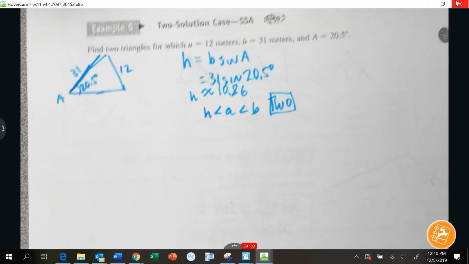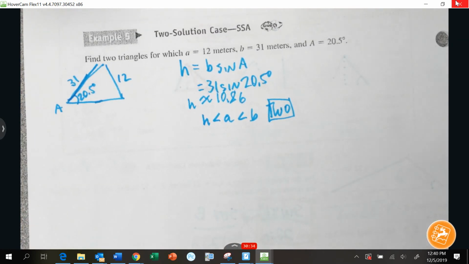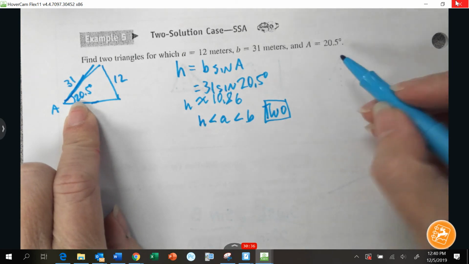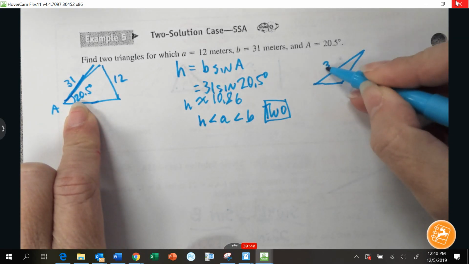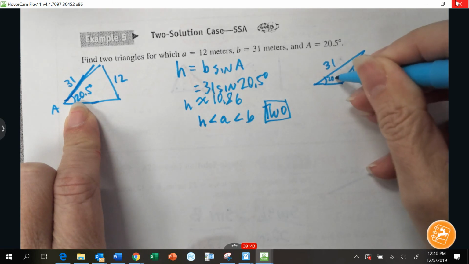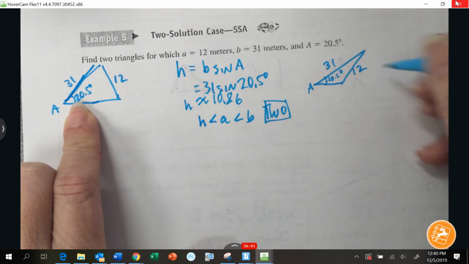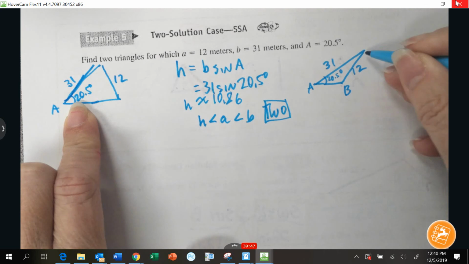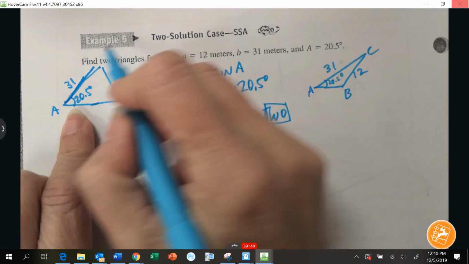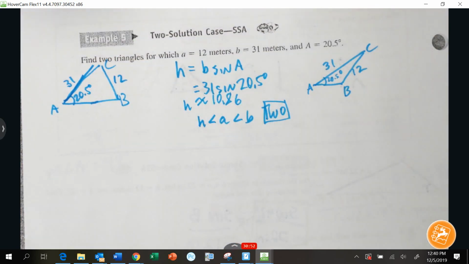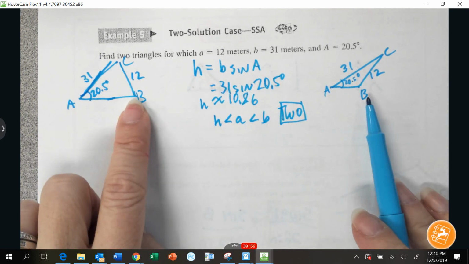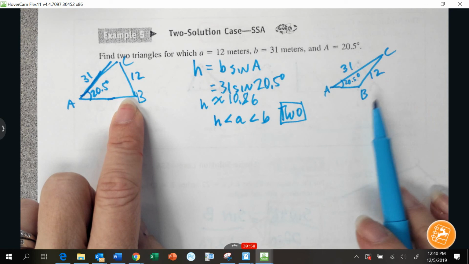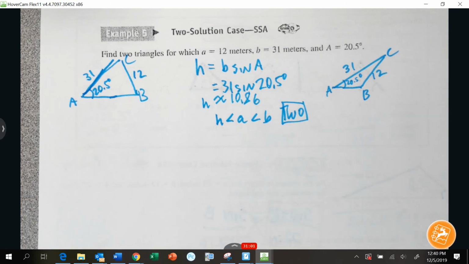Okay, so now we have to find all the information for both triangles. So one of them is going to look like this, and then the other one is going to look like this. When you have 2 triangles, this angle B, one of them will be acute and one of them will be obtuse. Okay, so we can use law of sines.